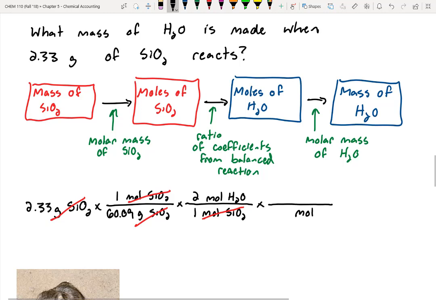And we want to cancel out moles of water and get to grams of water. And we need to have the molar mass of water, which we already found was 18.02. And does that go on top or bottom? Or go on top. It's paired with the grams. All right, so now we've canceled out moles, and we're left with grams of water.